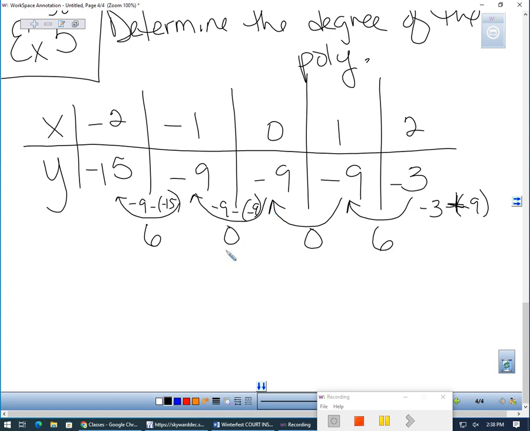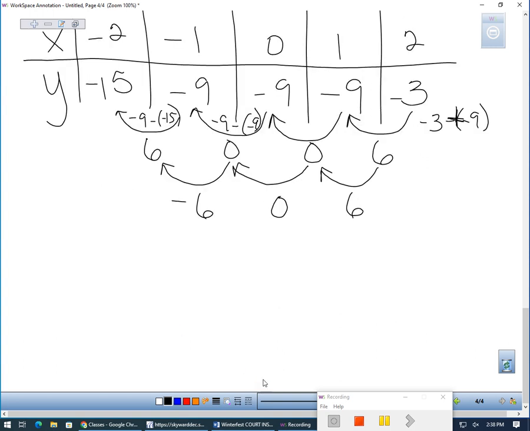So, 0 minus 6 is negative 6. 0 minus 0 is 0. 6 minus 0 is 6. If they match this time, it would be quadratic. It would be x to the second power. But they don't match. So then we have to do it again. 0 minus a negative 6 is positive 6, right? 6 minus 0 is 6.